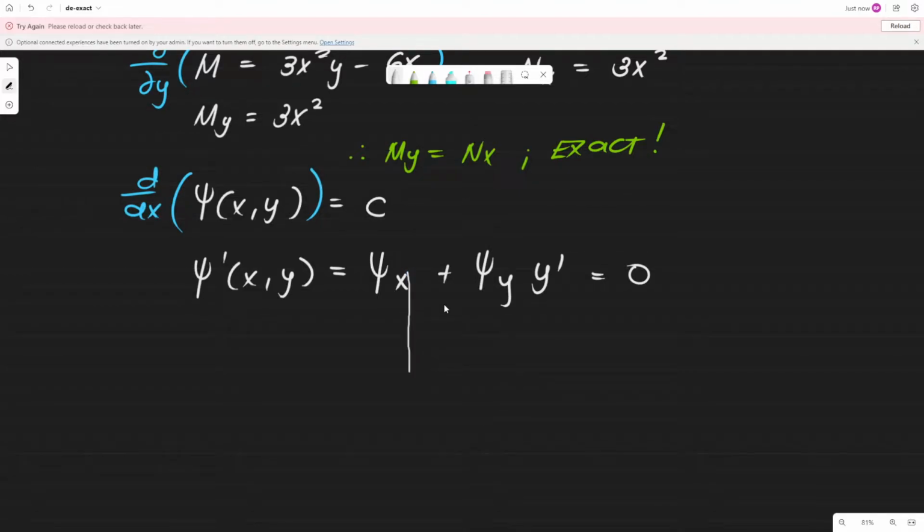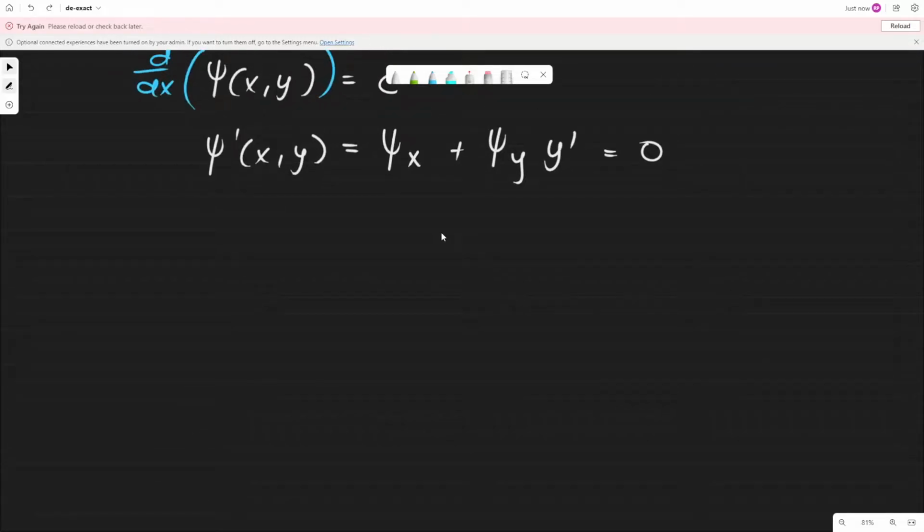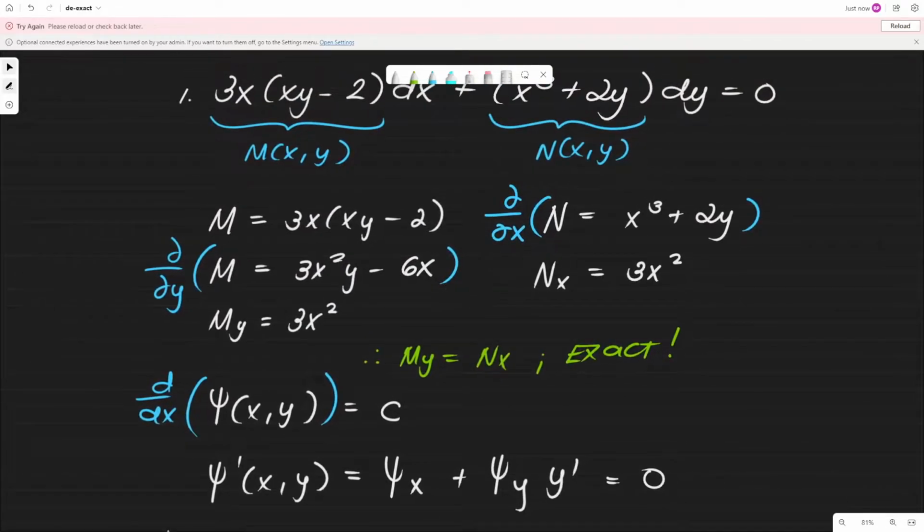So, we need to determine first what is psi x, or simply the partial derivative of psi in respect to x. Okay? So, psi x or psi partial x is defined as the function m of xy. Basically. So, we can equate psi x to m of xy, which is, ano yung nandoon sa given natin, yung ating 3x squared y minus 6x.